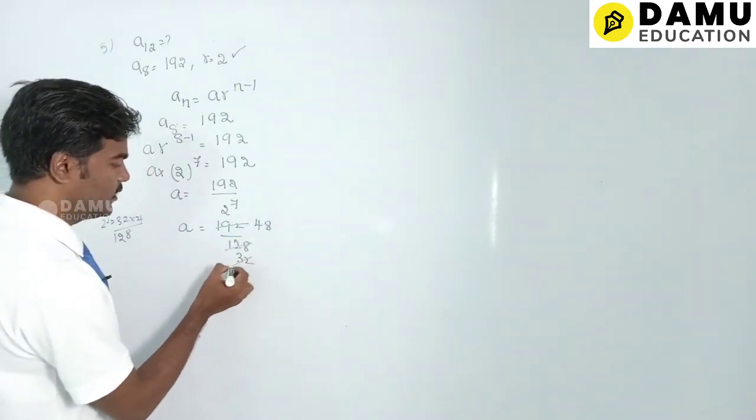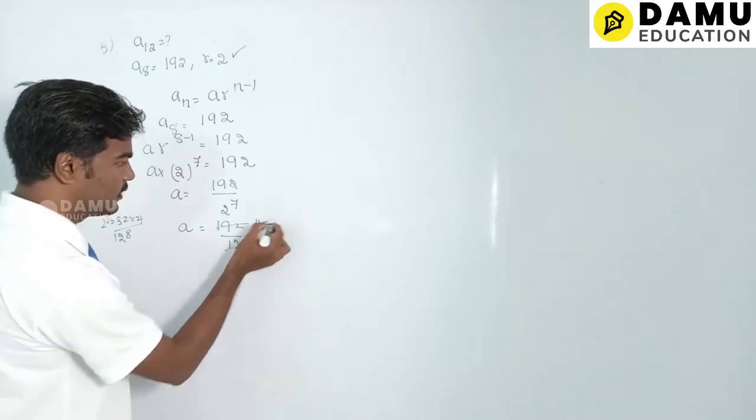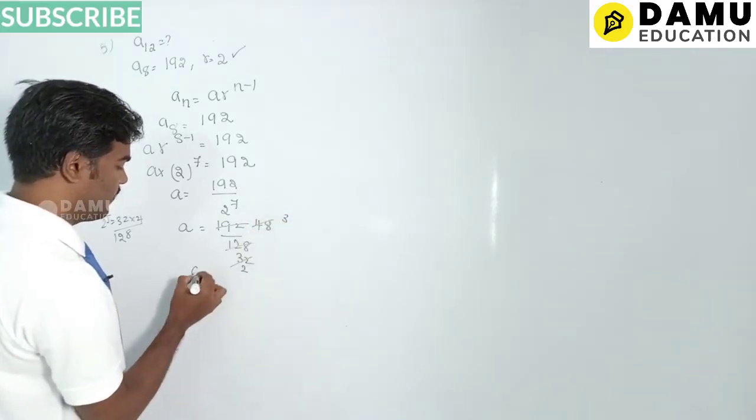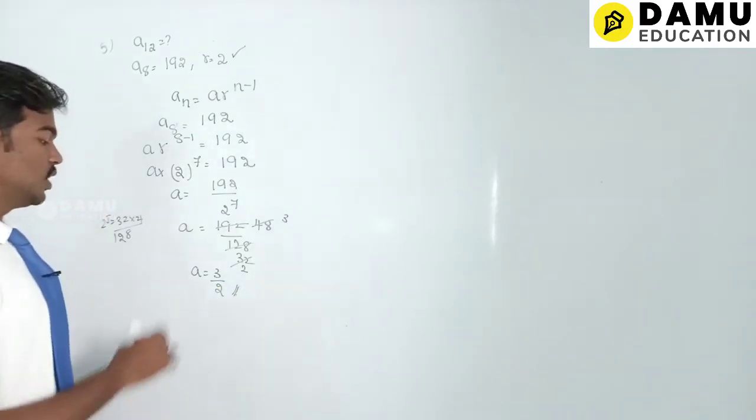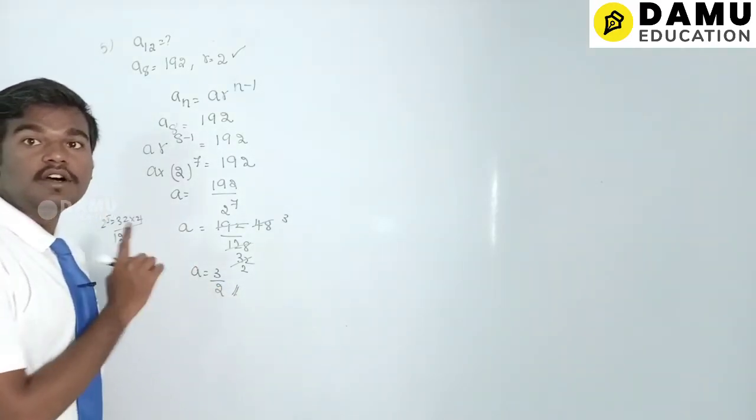So what can we find? 16 times 2 is 32, 16 times 3 is 48. So a will be equal to 3 by 2. Can we do it like this? Yes. So this is the answer for the first term.